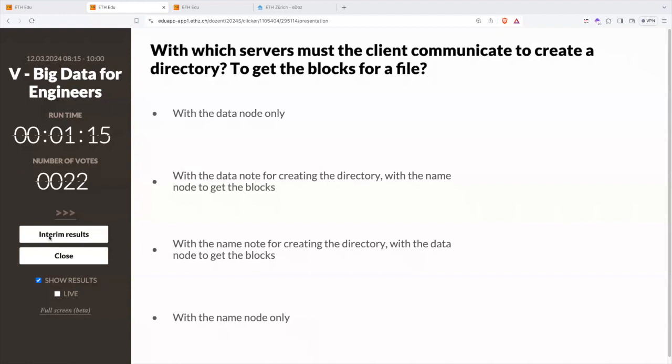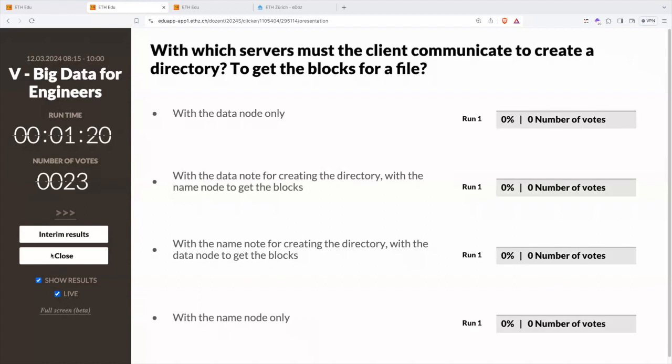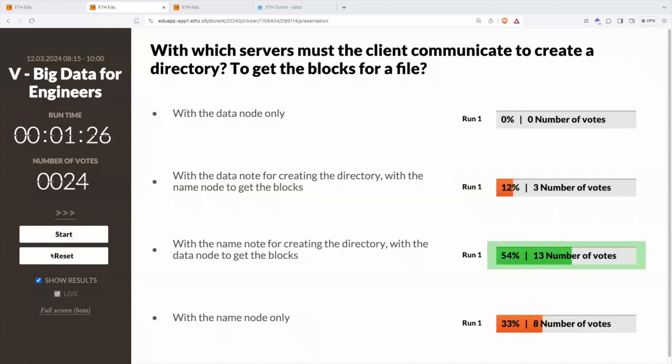Let's take a look at your answers. Aha, the majority. So yes, this is the name node for creating the directory and the data node to get the blocks. What you get from the name nodes is the block IDs, right? Just the integer that identifies the block, but the actual contents of the blocks, this is from the data nodes, right? Okay, so let me now switch back to the slides.